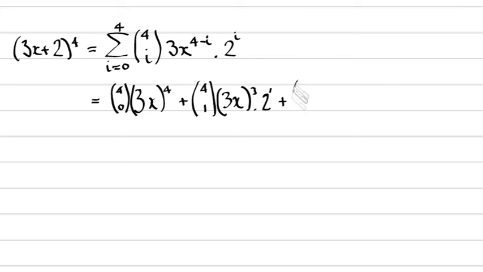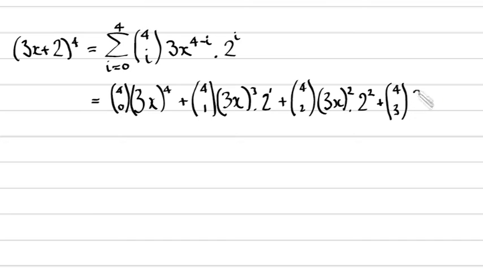Next term, 4 choose 2, and the powers of x are decreasing, so it's 3x squared. The powers of 2 are increasing, 2 to the power 2. Plus next term, 4 choose 3 times 3x to the power 1 times 2 cubed. And the last term 4 choose 4, which is just 1 of course, times 2 to the power 4.